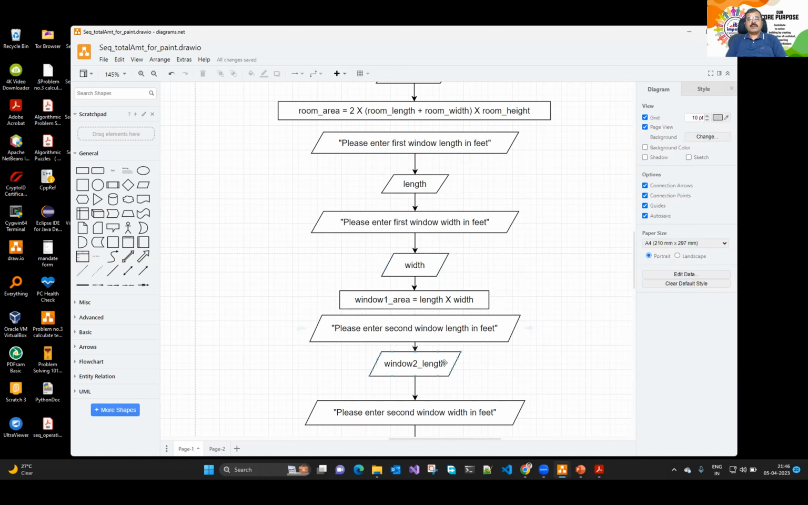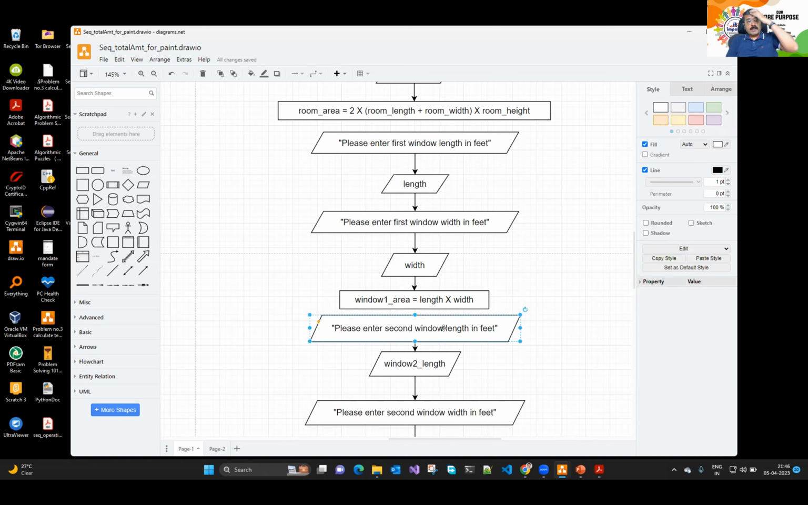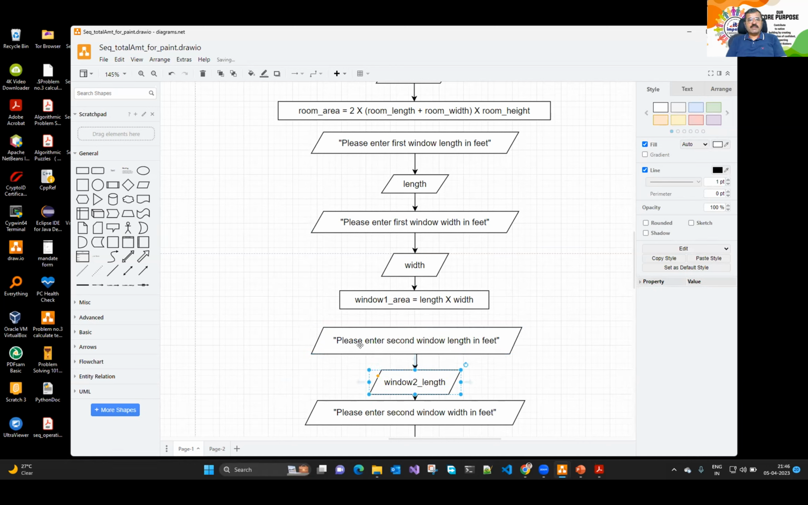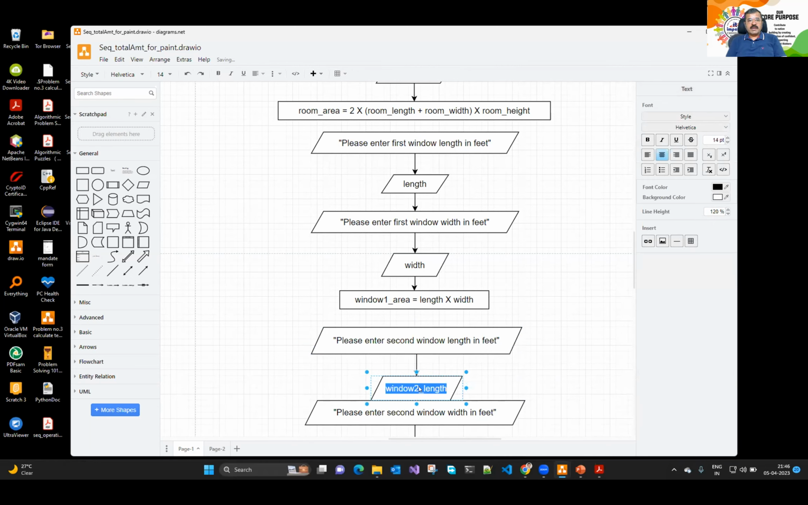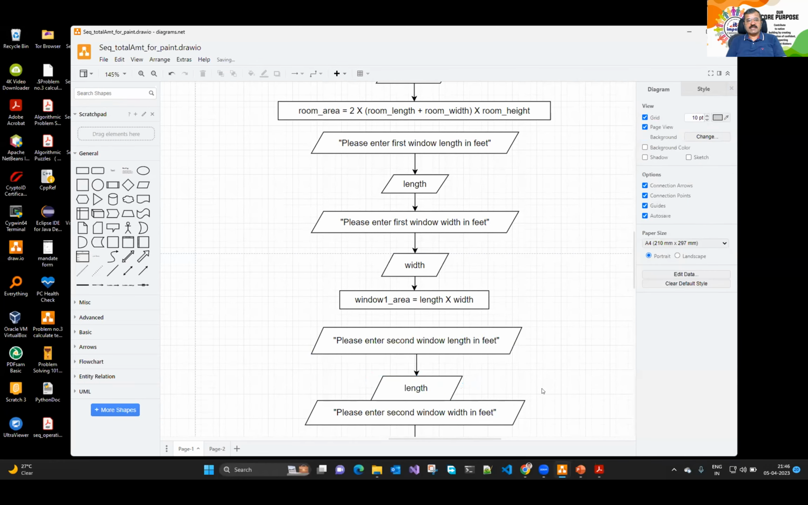Here. This area has now been calculated. Now we proceed further, and now we are expecting, please enter the second window's length in feet. So we have the second window, its length we would like to calculate. So I'm going to accept it into a variable called length.